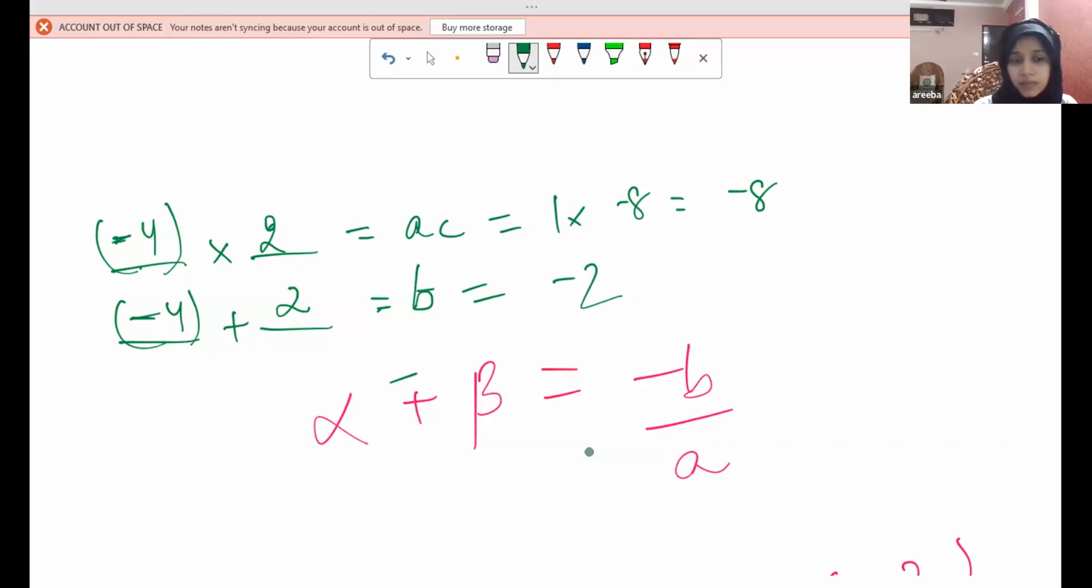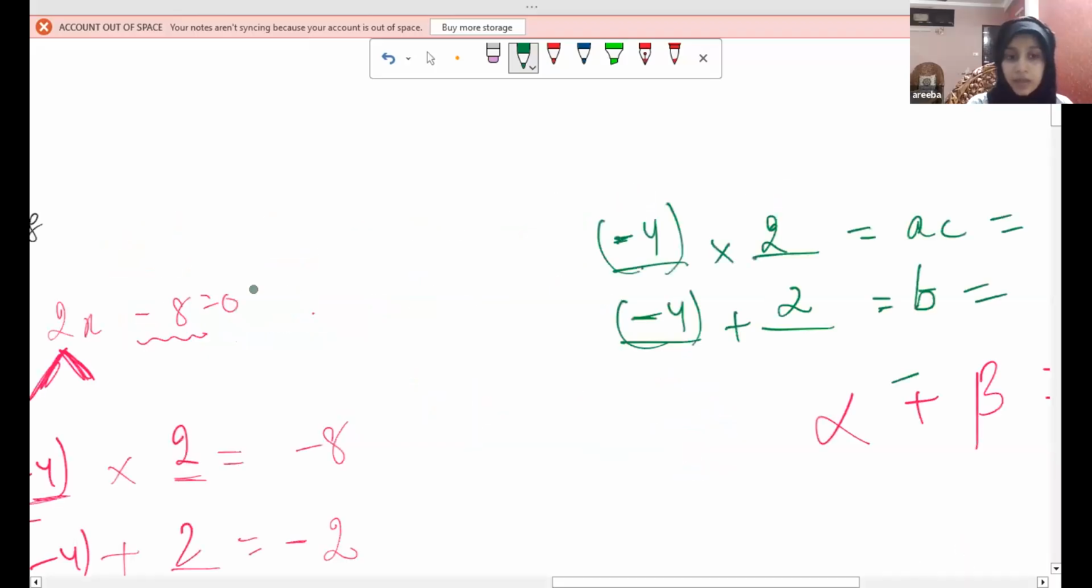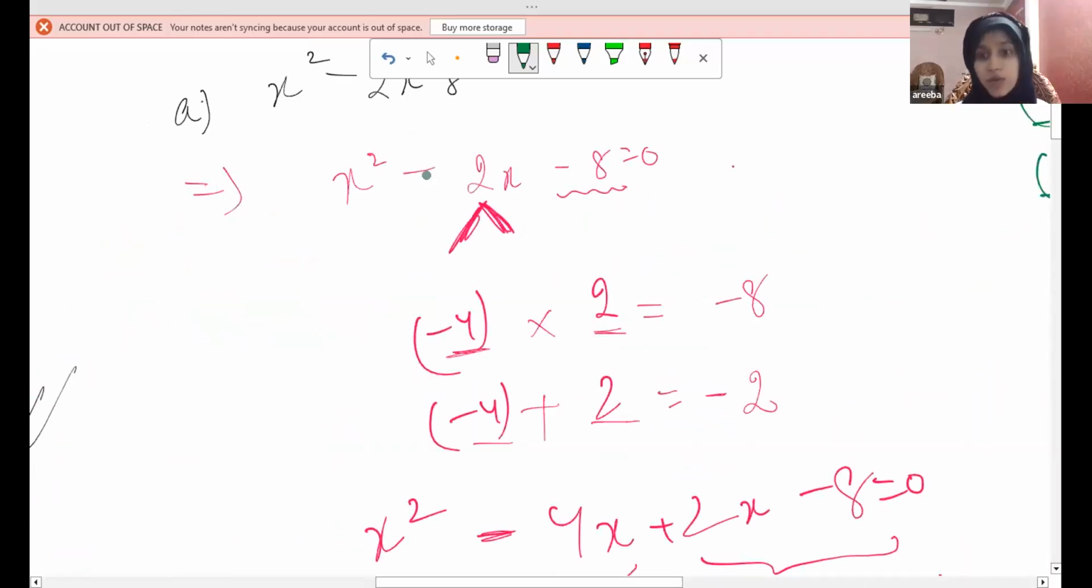Minus 4 is not A or B or C. These are not there. A, B, and C are written in the original polynomial. These are the factors we have figured out with the conditions which are mentioned. Okay, now we are going to split the middle term. So what is the use of these two numbers? These are going to be useful after splitting the middle term.